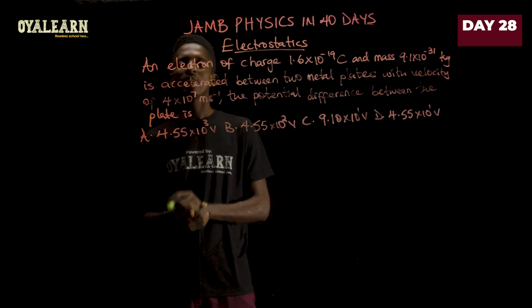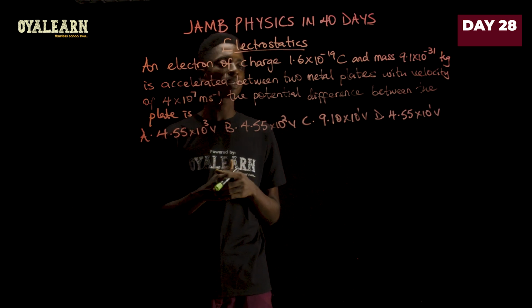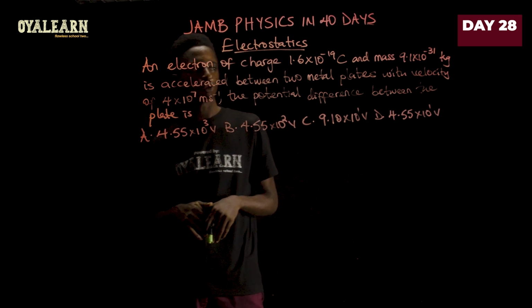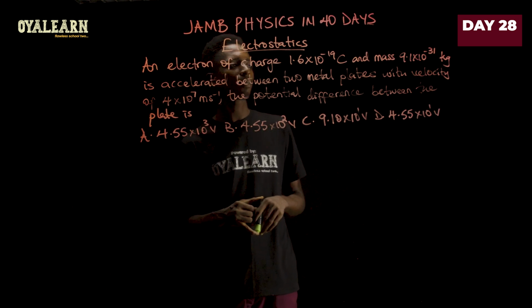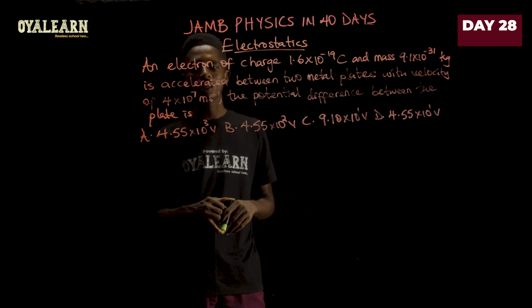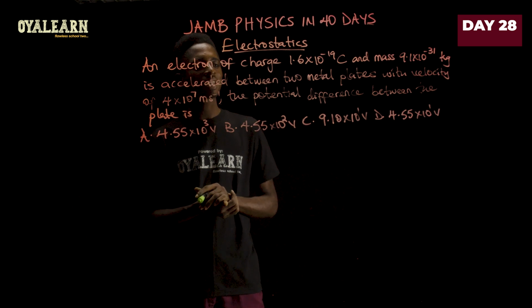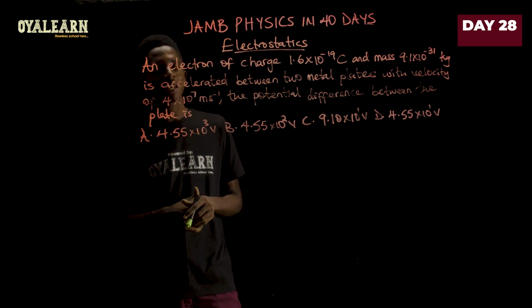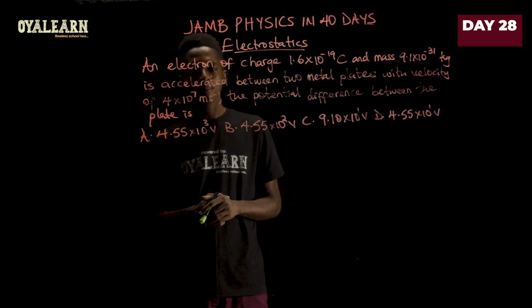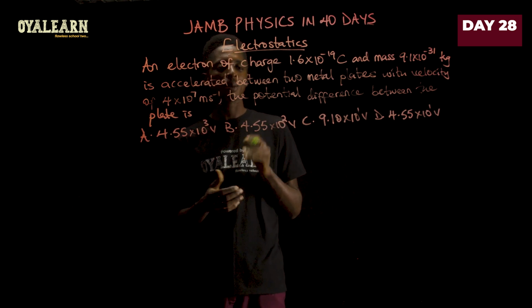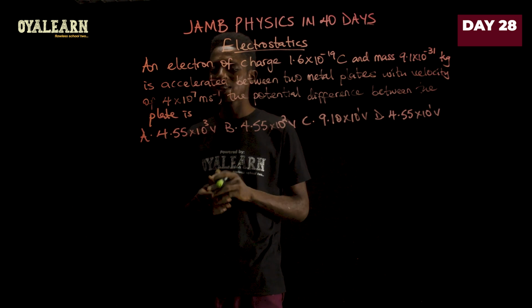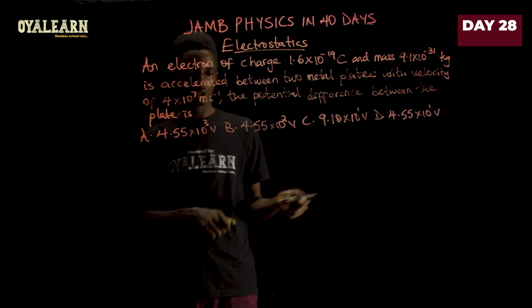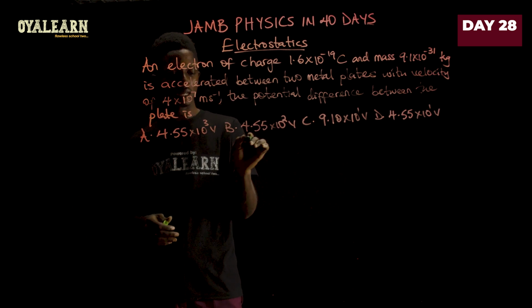In this question, it says an electron of charge 1.6 times 10 raised to the power minus 19 coulombs and mass of 9.1 times 10 raised to the power minus 31 kilogram is accelerated between two metal plates with velocity of 4 times 10 raised to the power 7 meter per second. Now the potential difference between the plates is, now to solve this question, we're going to equate this. Look at the solution here.